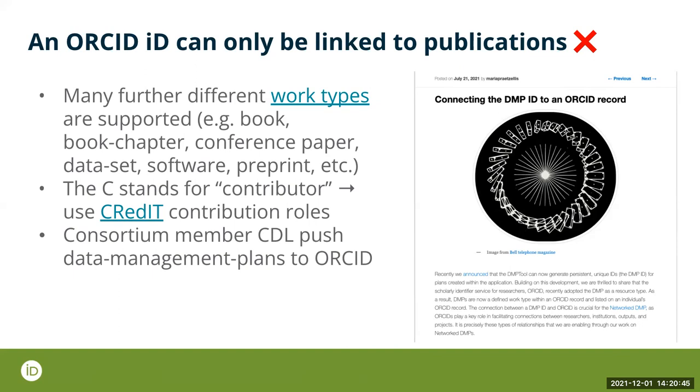And then one example of other type of publications or other type of contributions is the inclusion of data management plans. And one example is the California Digital Library that pushes this type of work to ORCID in a way that we can identify both the author of that data management plan and also the data management plan as a tool to inform how we are going to work with data through the research.